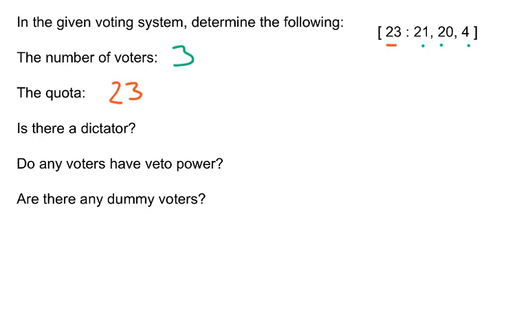Is there a dictator? Well, remember, to find if there's a dictator, first look at the highest weight voter. They don't have enough weight to pass a motion by themselves, so no, I do not have a dictator.